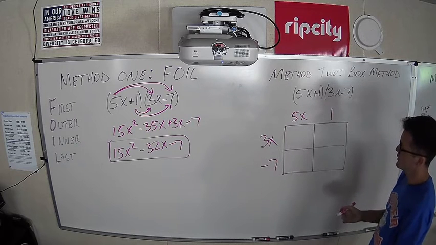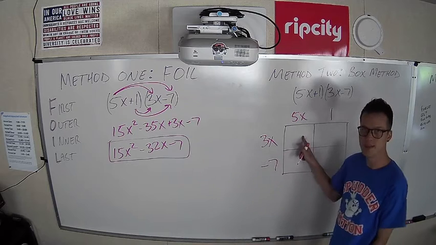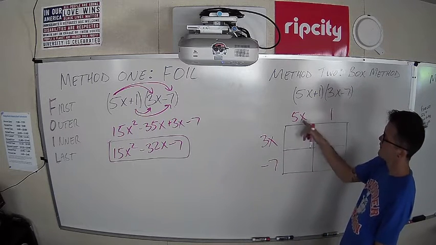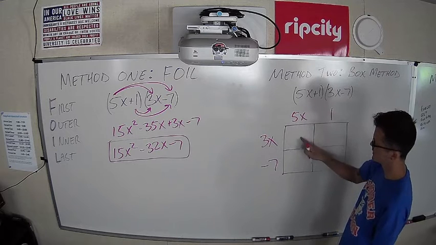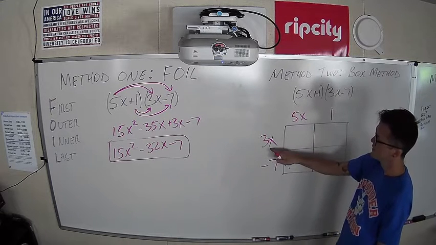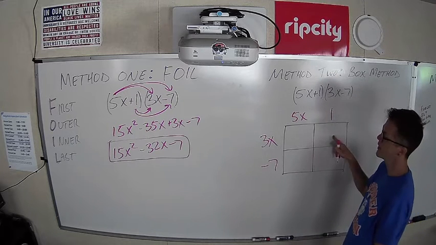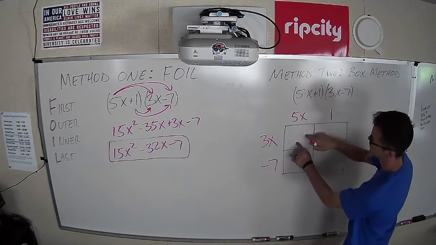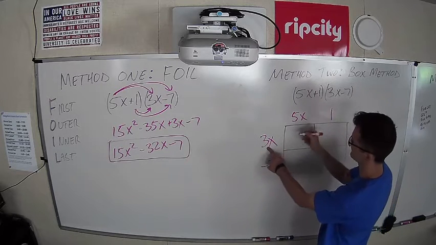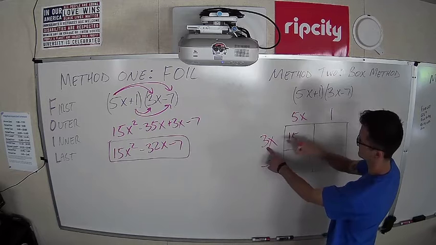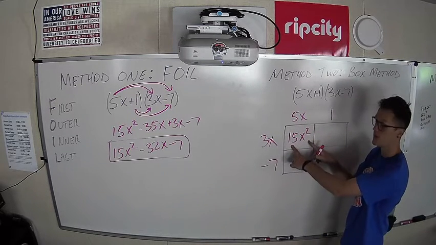Now, to use this method, we just multiply the two numbers that share the same box. So for example, the 5x, this column belongs to the 5x, so it gets to use both of these boxes. This 3x gets to use both of these boxes because the top row belongs to the 3x. So the two terms that meet in this box are the 5x and the 3x. 5 times 3 is 15. x times x is x squared. So that's what we'd write inside our box here.